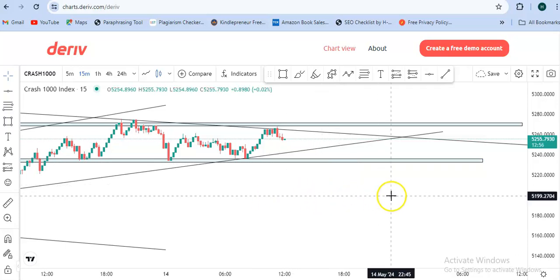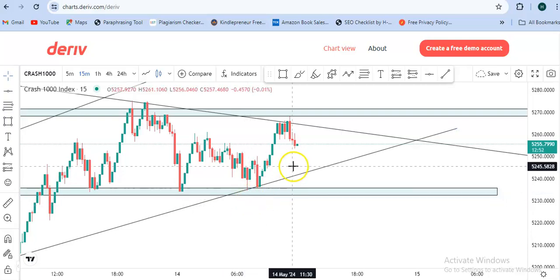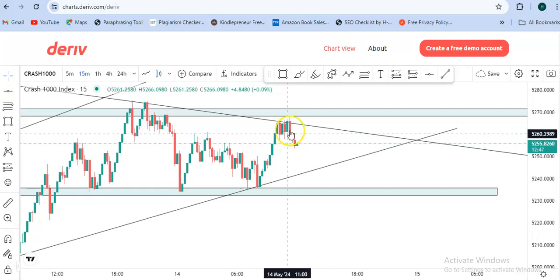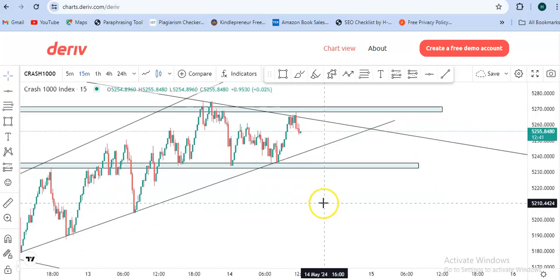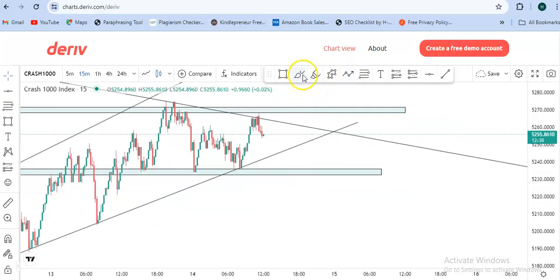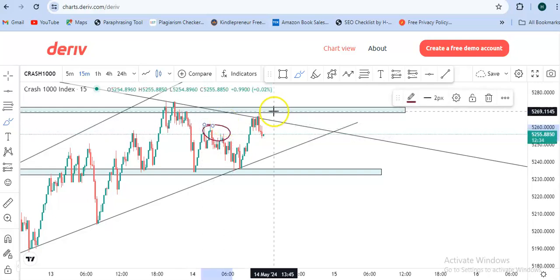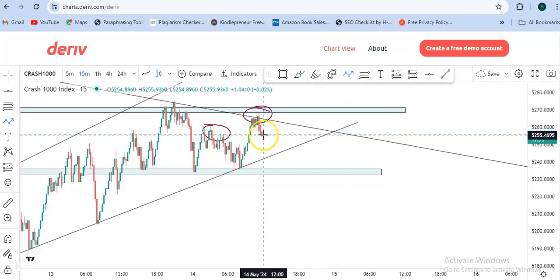All right, so on the 15 minutes time frame, what do we have? Let me reset the chart. You can see what we have here, guys. So the market started selling since from here. So what I'm expecting to happen on this Crash 1000 is this. What I can see from my own view is the market has formed a left shoulder. I can see the market has formed, sorry, a head.